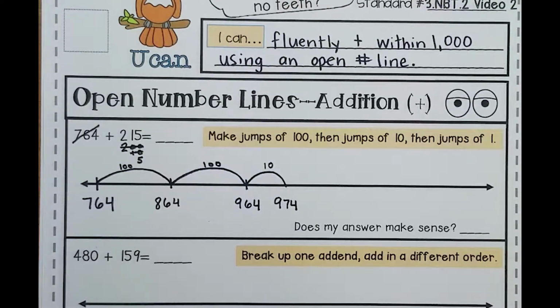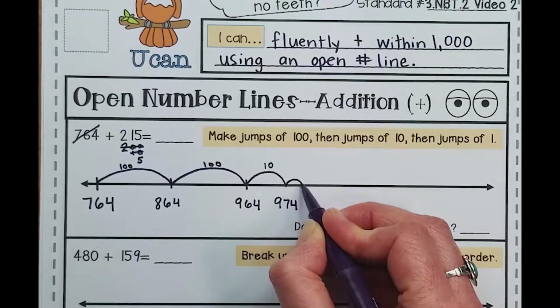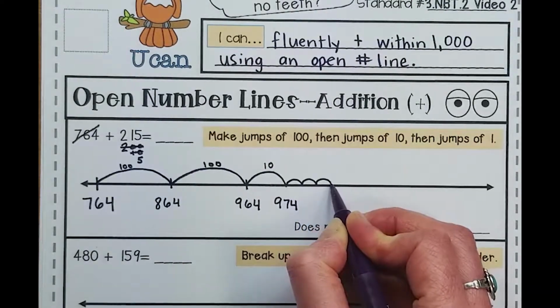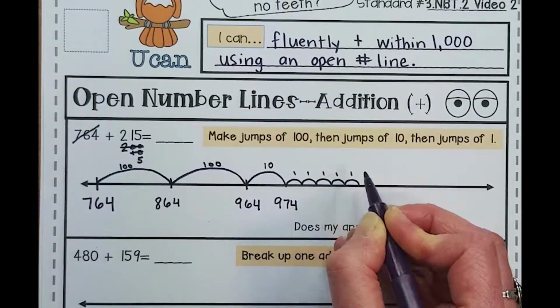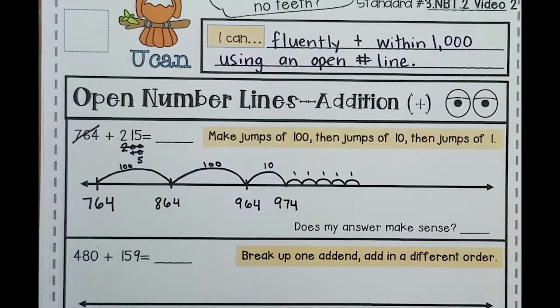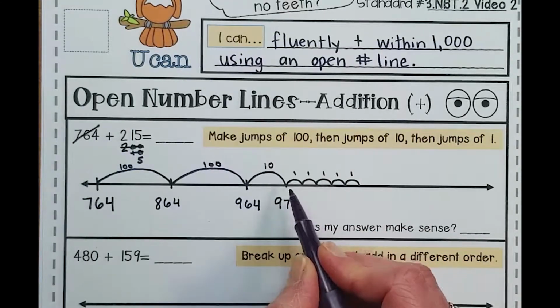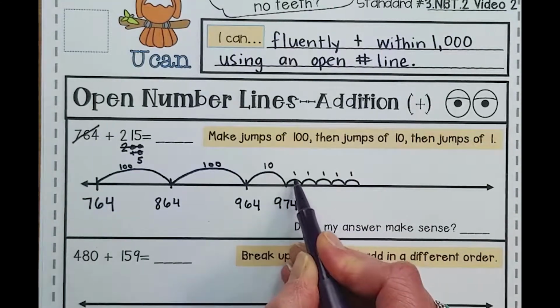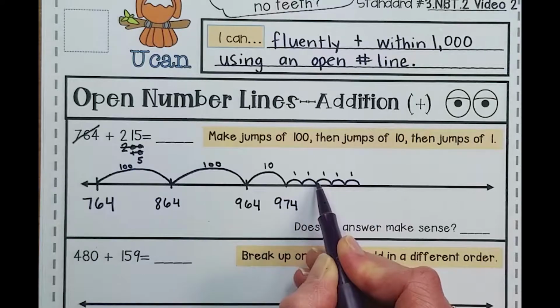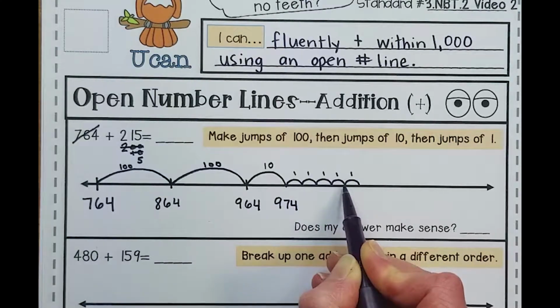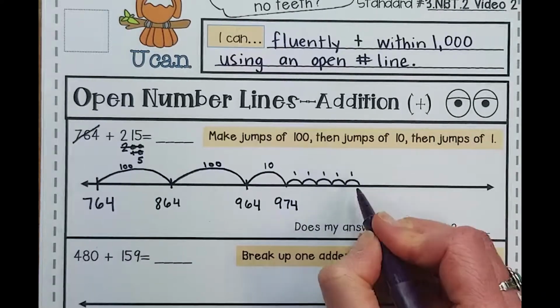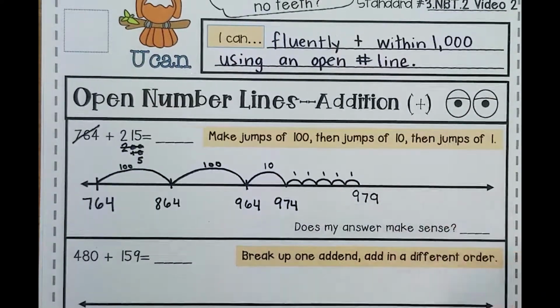I'm going to make little jumps of 1, 5 times until I get to the end. So that's 1, 2, 3, 4, 5. These are each a jump of 1. And I'm going to just count in my head here. 975, 976, 977, 978, 979. I think we've got it.